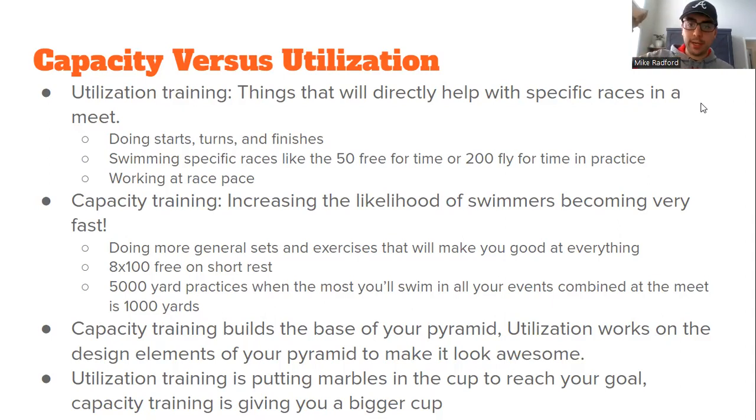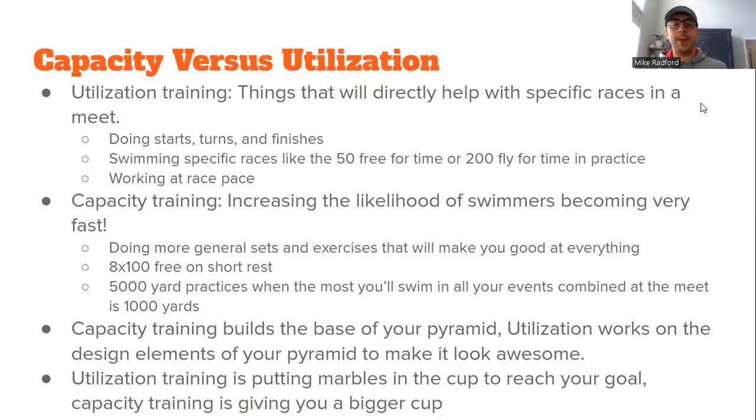The coach saying, okay, everybody get up on the block. We're going to do a 50 free for time. Or here comes a 200 butterfly for time. Swim it like you're going to swim it in the swim meet. Race strategy, race pace. That's utilization training. There's a little bit more to it than that. You could also say that there are some very specific types of swim sets that are sprint based that are more utilization training. So I'm definitely simplifying things down here, but just trying to paint a picture.